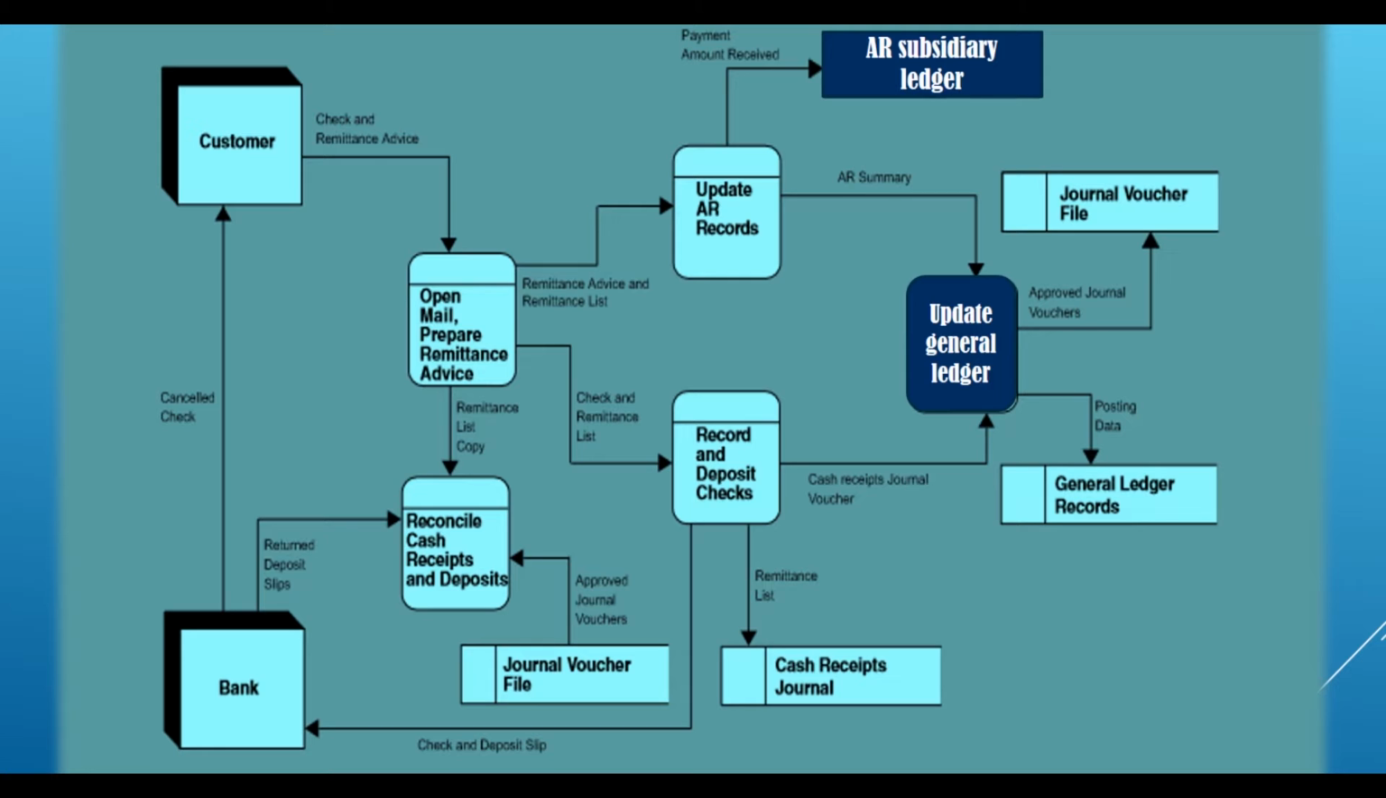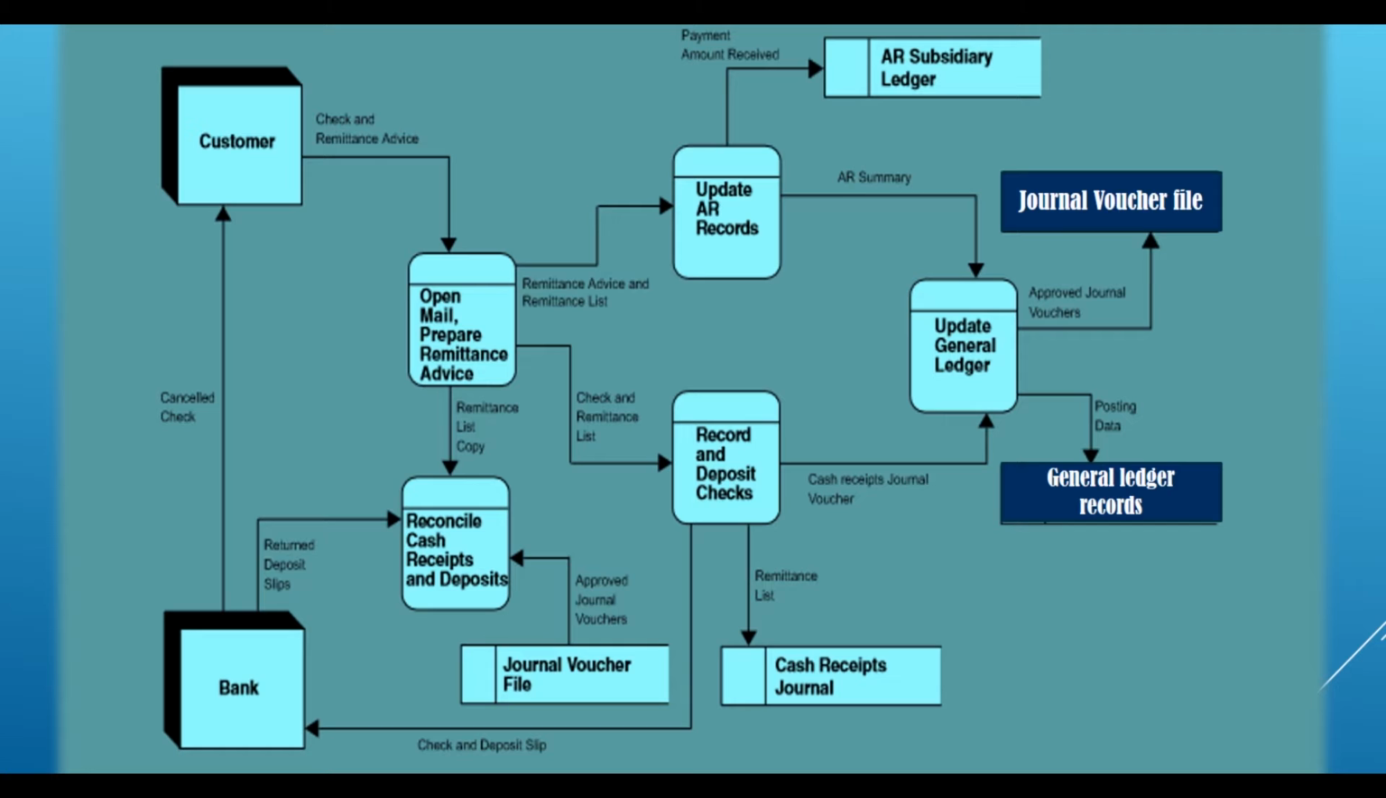The general ledger function reconciles the journal voucher and the account summary and posts the cash and AR control accounts to the general ledger records. The approved journal voucher will be compiled in a journal voucher file, and the clerk from the controller's office reconciles the cash receipts and deposits of the unapproved journal voucher.